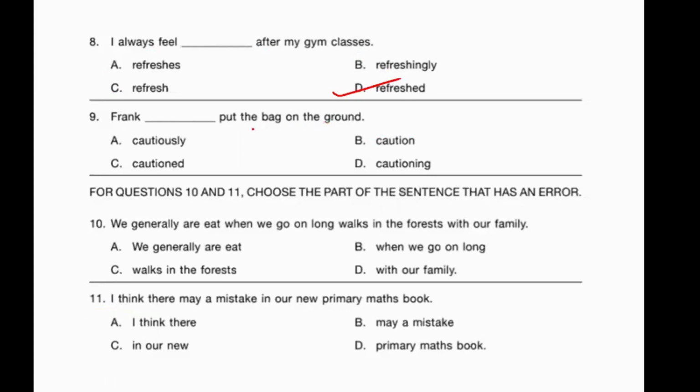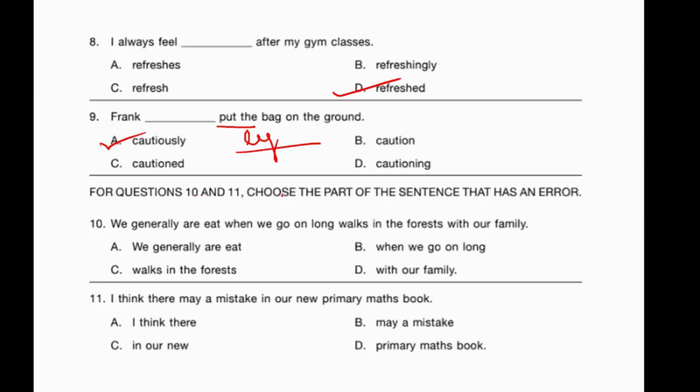So how did he keep the bag on the ground? It should be cautiously, carefully. Here we have to use the adverb because it is about the action: put the bag on the ground. As I've told you, most adverbs end with -ly. So this is our correct answer: Frank cautiously put the bag on the ground.